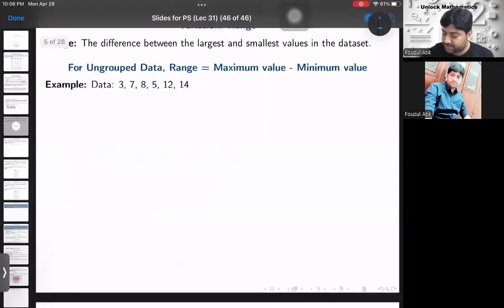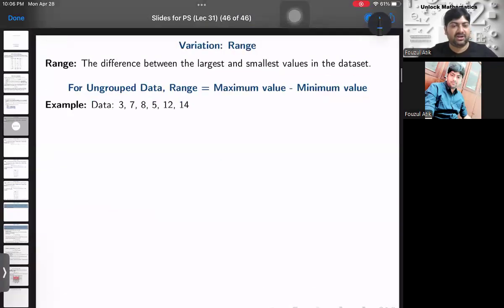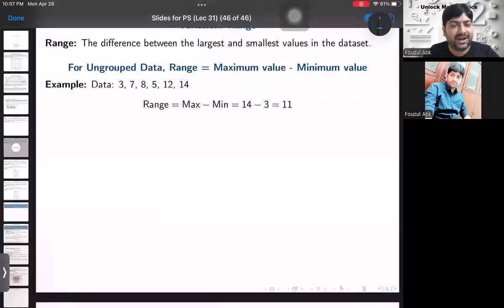So this is for ungrouped data. The definition of range for ungrouped data is the maximum value minus the minimum value. Then for this example, what will be the range? This is ungrouped data. First you put it in increasing order, that means ascending order. The first one will be the smallest, then you move on and go up to the maximum value. So if you arrange it, it is 3, 5, 7, 8, 12, 14. Then the range will be 14 minus 3, which is 11. Correct? Now, what if you have the data in grouped form?